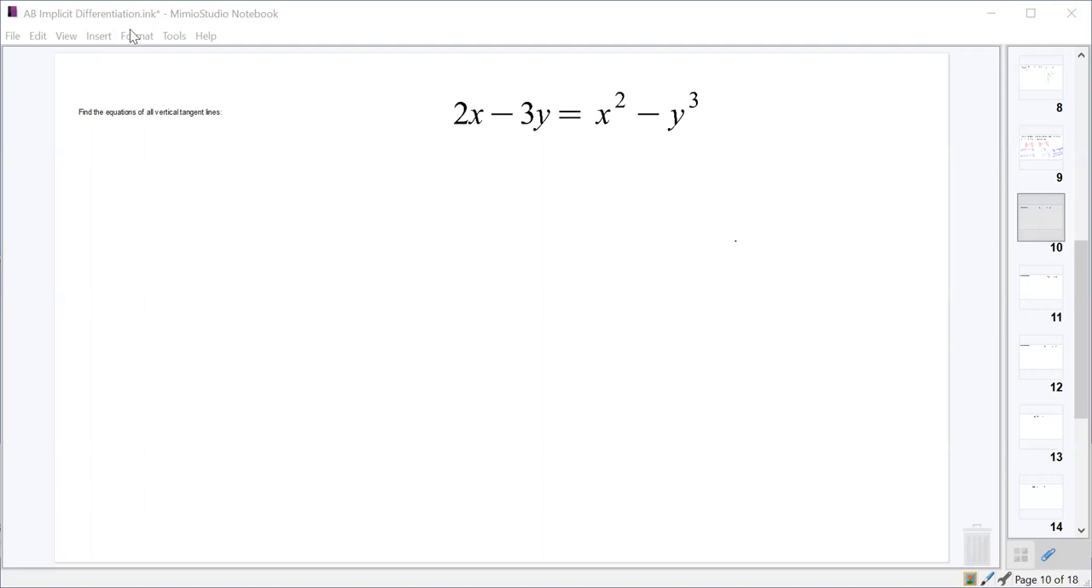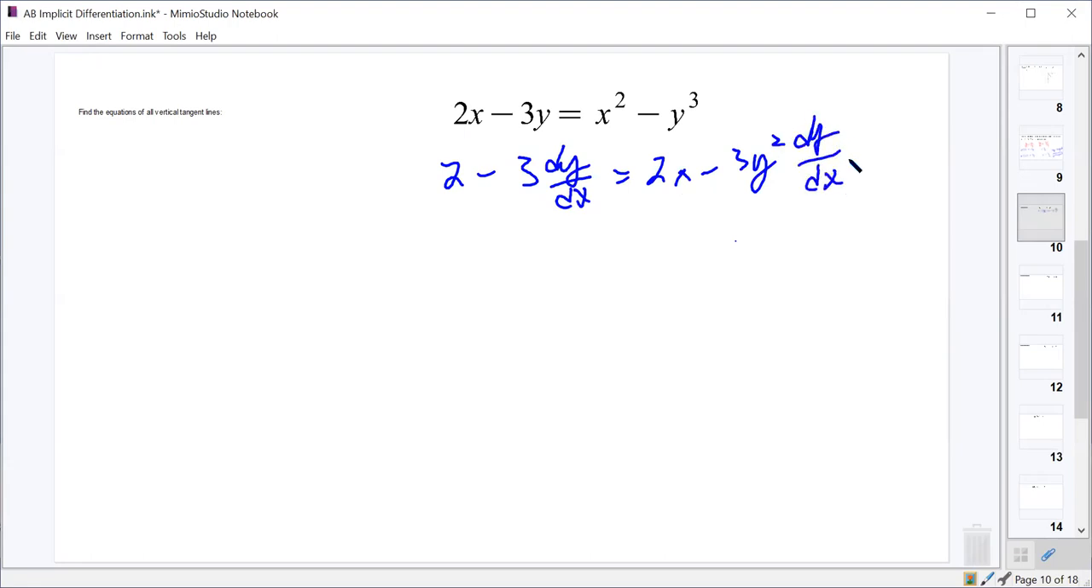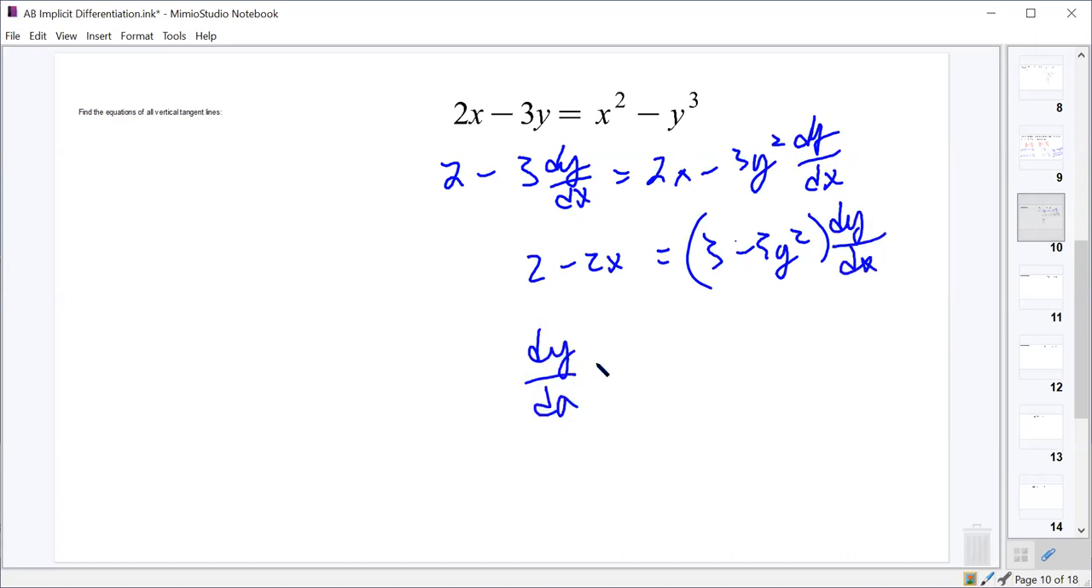Do you have your derivative? Yes. 2 - 3 dy/dx equals 2x - 3y² dy/dx to start with. Is that correct? Yep. And then you subtracted the 2x and added the 3 probably, or else vice versa. If you subtract the 2x, you'll end up with 2 - 2x. And if you add the 3, you'll end up with 3 - 3y² all times dy/dx. And your dy/dx should be (2 - 2x)/(3 - 3y²). Everybody good there?